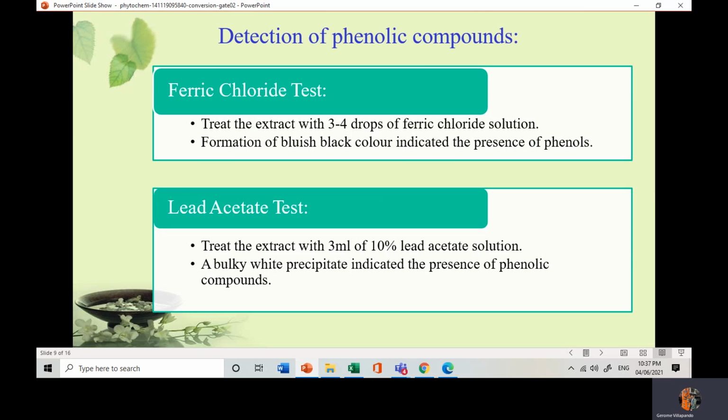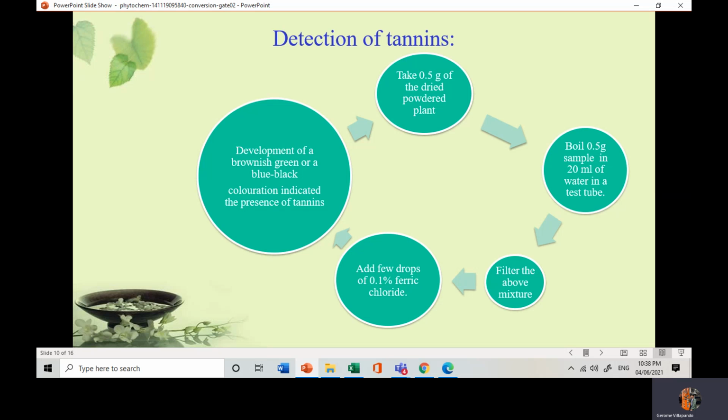Detection of phenolic compounds. Ferric chloride test: formation of a bluish-black color indicated the presence of phenols. Please do take note: formation of a bluish-black color. Then the lead acetate test: a bulky white precipitate indicated the presence of phenolic compounds. So, a bulky white precipitate for the lead acetate test.